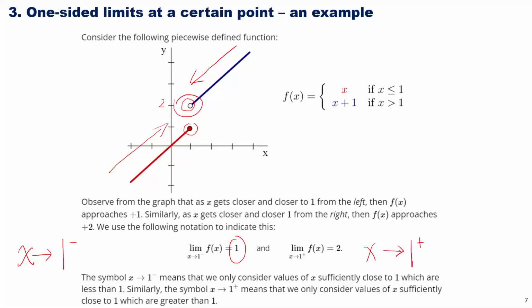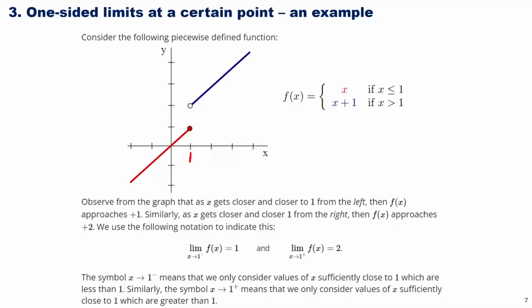You see that? So the first limit is called the left-hand limit, and the second limit is called the right-hand limit at x equals 1. You see the difference? So sometimes, even when looking at the same point 1, you might have different left-hand and right-hand limits. This is called one-sided limits at a certain point of a function.